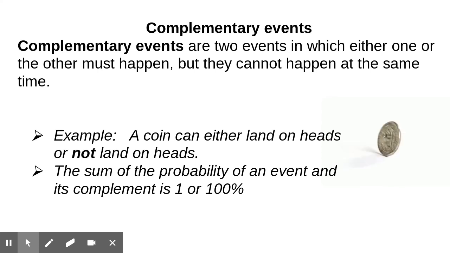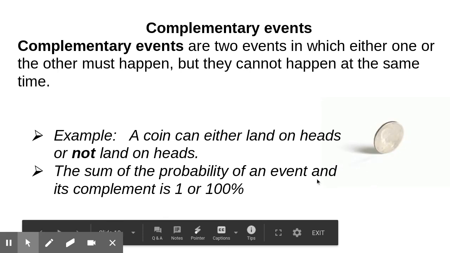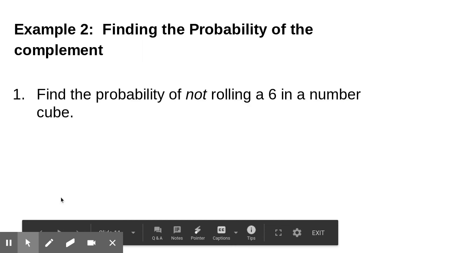So you have a 50% chance of landing on your head and a 50% chance of landing on the tail of the coin. Okay. You can't land on both of them at the same time. So those are complementary events. So you have 50% chance of landing on your head, 50% chance of not landing on your head. So the sum of the probability of an event and its complement is 1 or 100%. So when I go through some examples, this will make a little bit more sense.